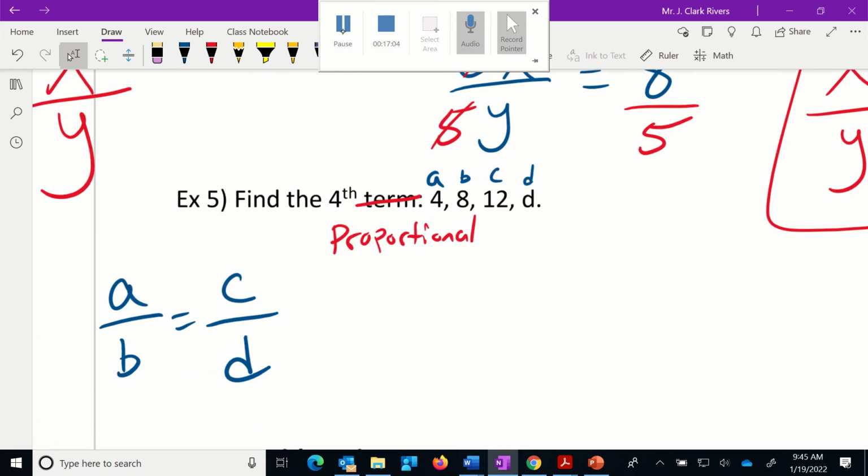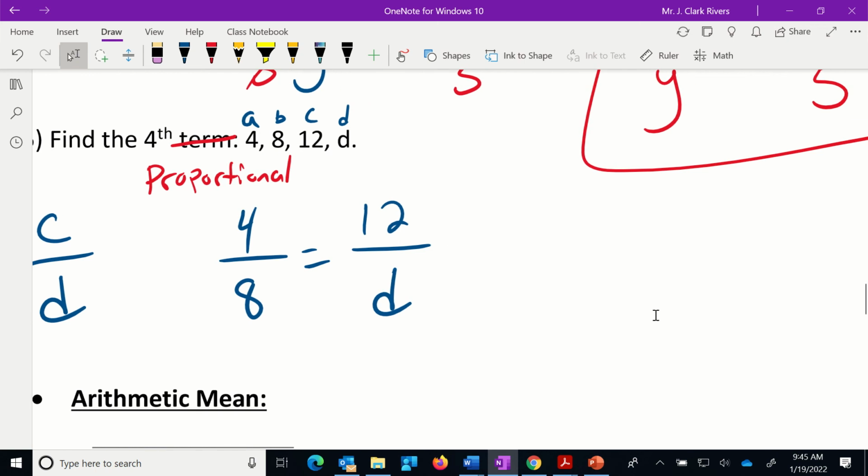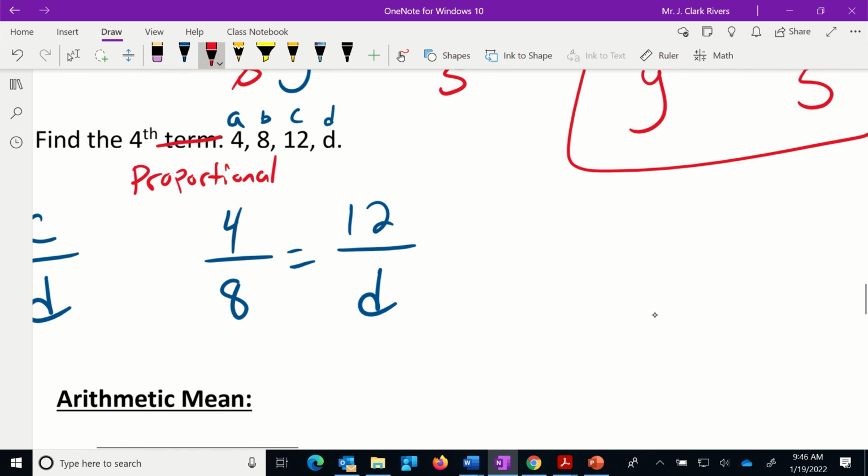So A is 4 over B is 8 equals C is 12 over D is D. Now, something as simple as this, you can tell that 4 over 8 simplifies to 1/2. So 12 over D is going to have to also be 1/2. This one is simple enough. If you look at it and you just know that D is equal to what? 24. I'm okay with you just writing the answer.